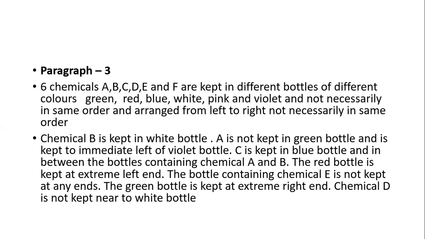Okay. 6 chemicals A, B, C, D, E, and F are kept in different bottles of different colors: green, red, blue, white, pink, violet, not necessarily in the same order, and are arranged from left to right, not necessarily in the same order. Okay. So they are talking about chemicals. Chemicals are A, B, C, D, E, F, 6 chemicals, and they were kept in color bottles, and the colors of the bottles are green, blue, red, white, pink, and violet. Okay. Not necessarily in the same order means they are not meant to be in the same order.